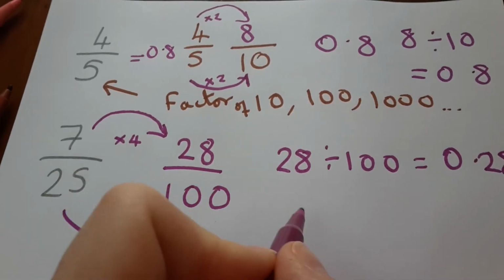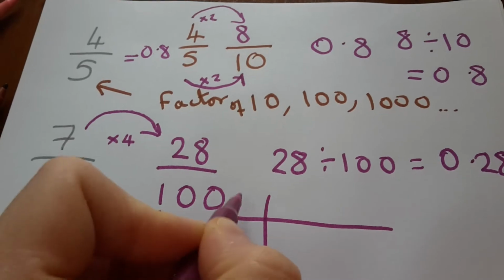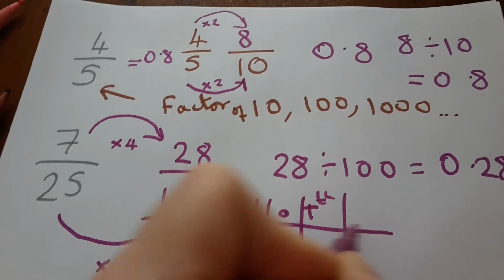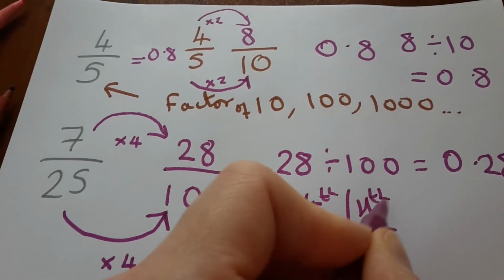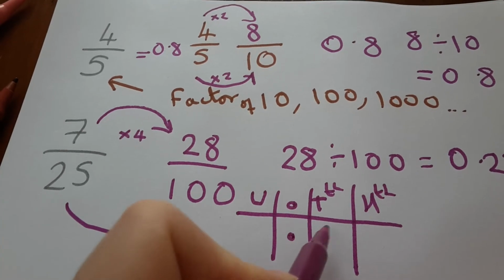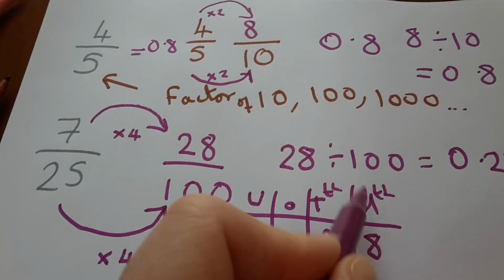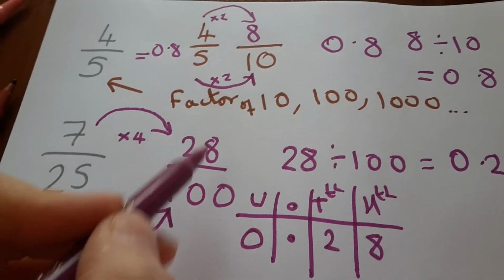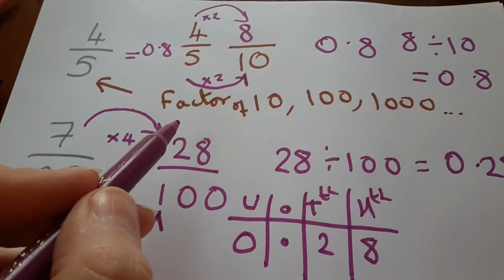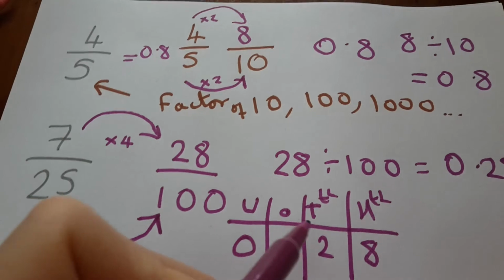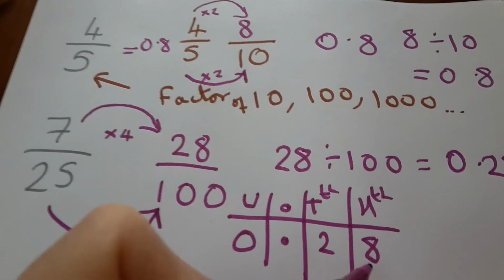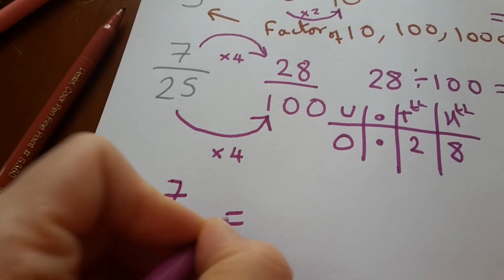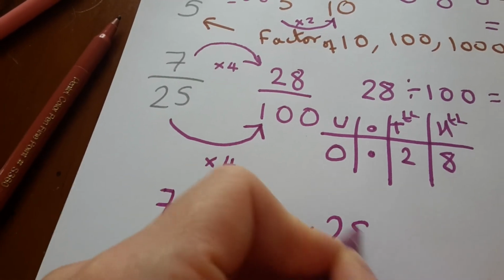Or the other way I could look at it is I have 28 written in the hundredths column. So if I worked it out like this, it would be my units, my decimal place, my tenths, my hundredths. So I have 28 in my hundredths column, so it looks like that. Because I've got 8 hundredths and 2 tenths, so I write my 2 in my tenths column and my 8 in my hundredths column. So I know that 7 over 25 is the same as 0.28.